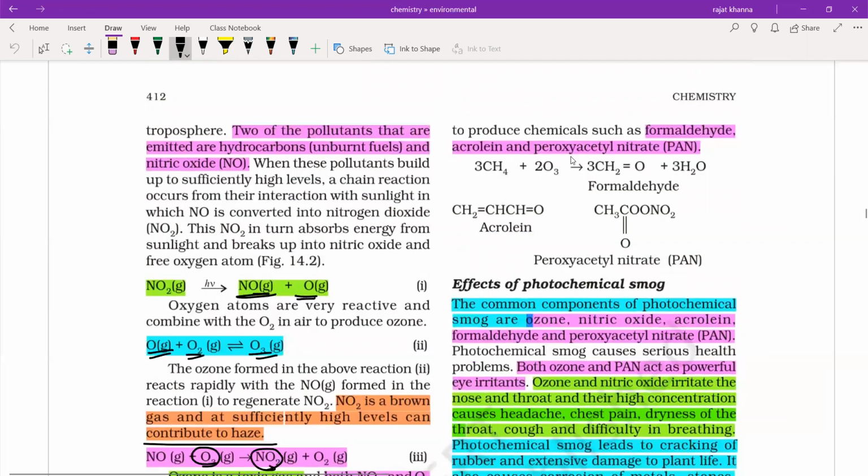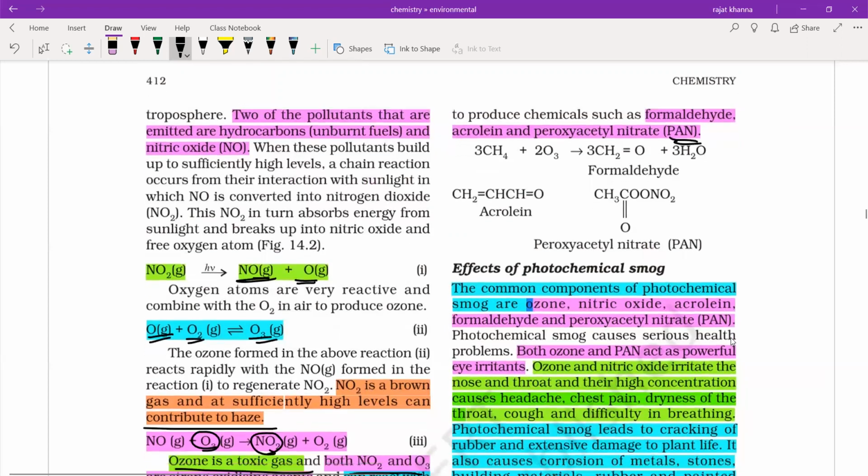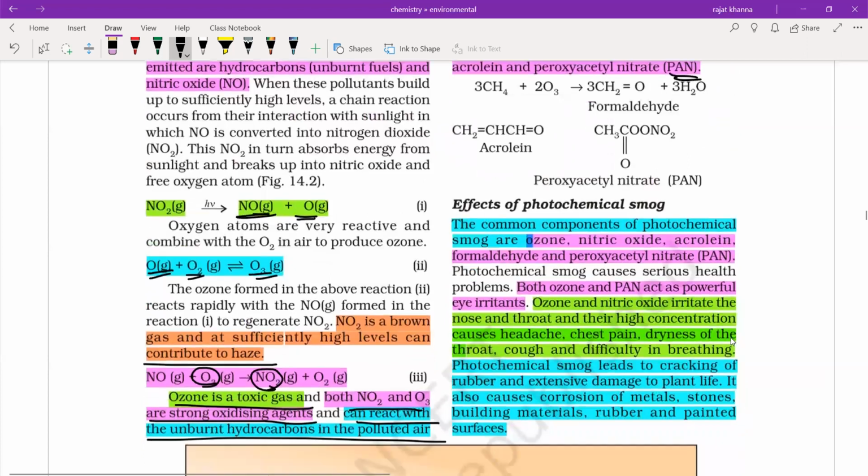to form formaldehyde, acrolein, and peroxyacetyl nitrate, PAN. Now, the effect of photochemical smog. The common components of photochemical smog are ozone, nitric oxide, acrolein, formaldehyde, and peroxyacetyl nitrate, PAN. Both ozone and PAN act as powerful eye irritants. Ozone and nitric oxide irritate the nose and throat, and their high concentration causes headache, chest pain, dryness of throat, cough, and difficulty in breathing.